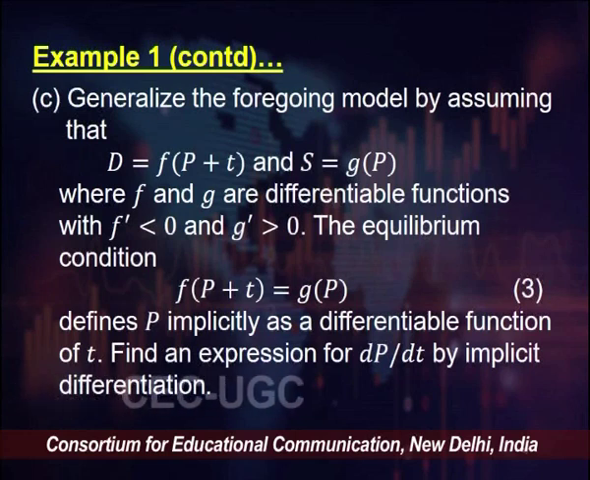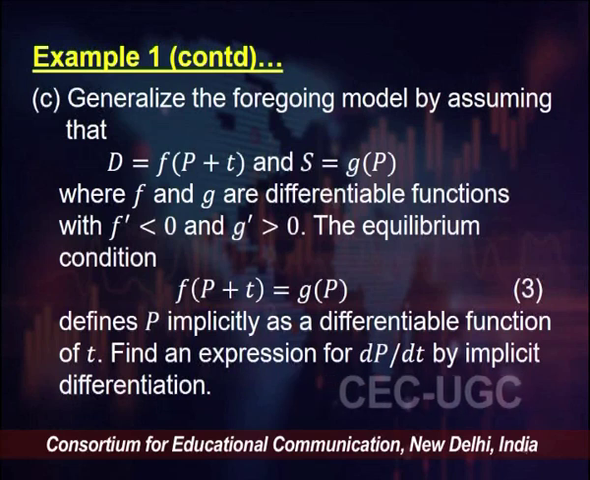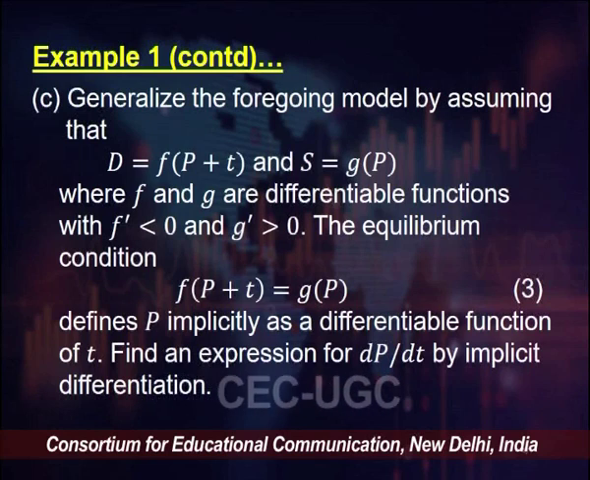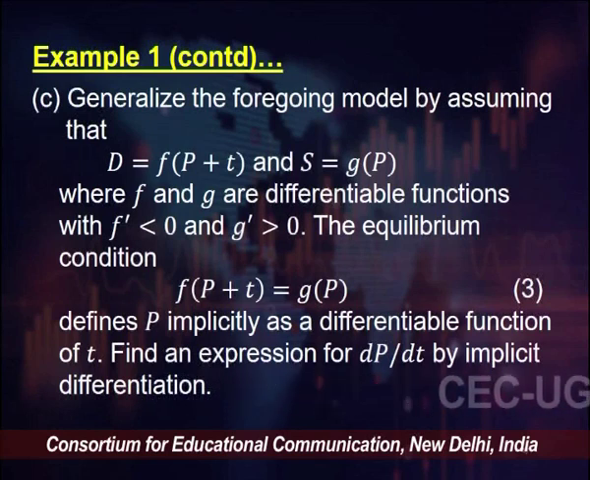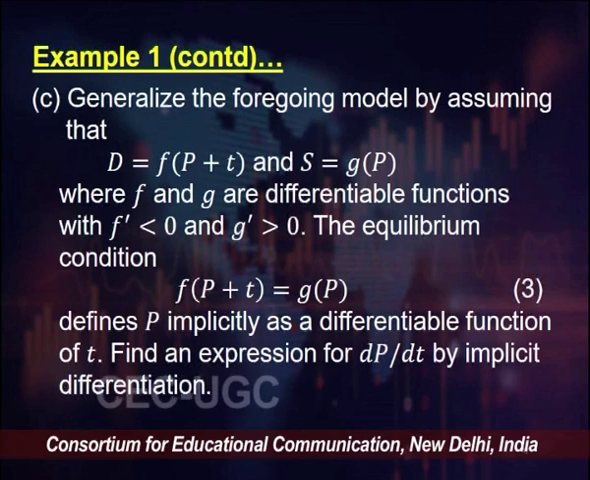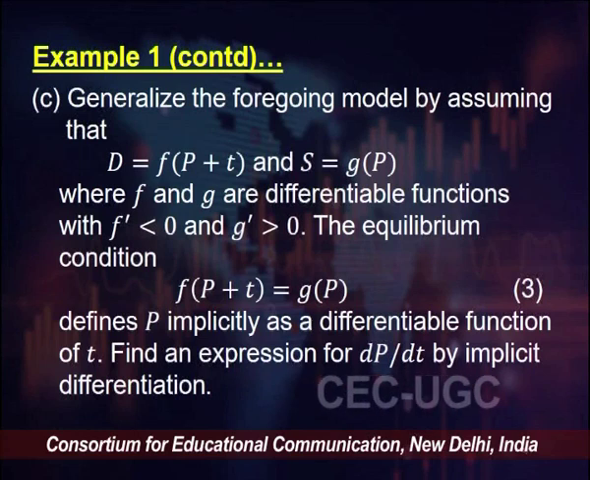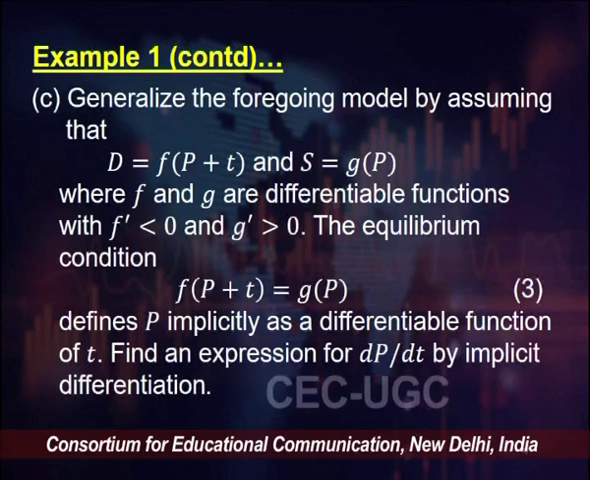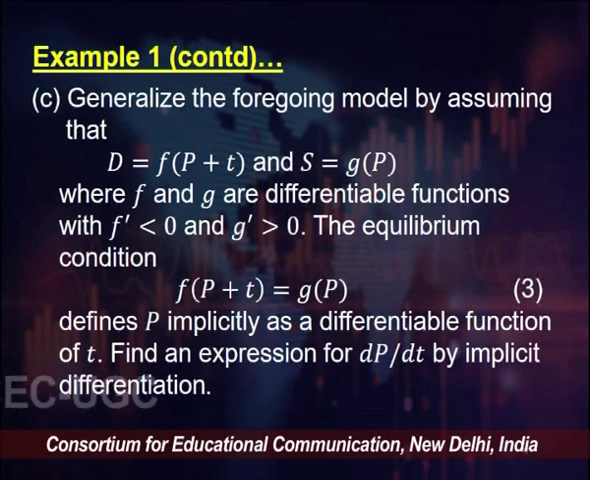The equilibrium condition is given by f of p plus t. The equilibrium price is obtained by equating f of p plus t to g of p, and let us assume that this equation defines p implicitly as a differentiable function of t. Okay. So, if this equation defines p implicitly as a differentiable function of t, then find an expression for dp by dt by implicit differentiation. So, this is just generalizing what we have done so far with the linear demand and supply functions, but this is more powerful because it's a more general setup.